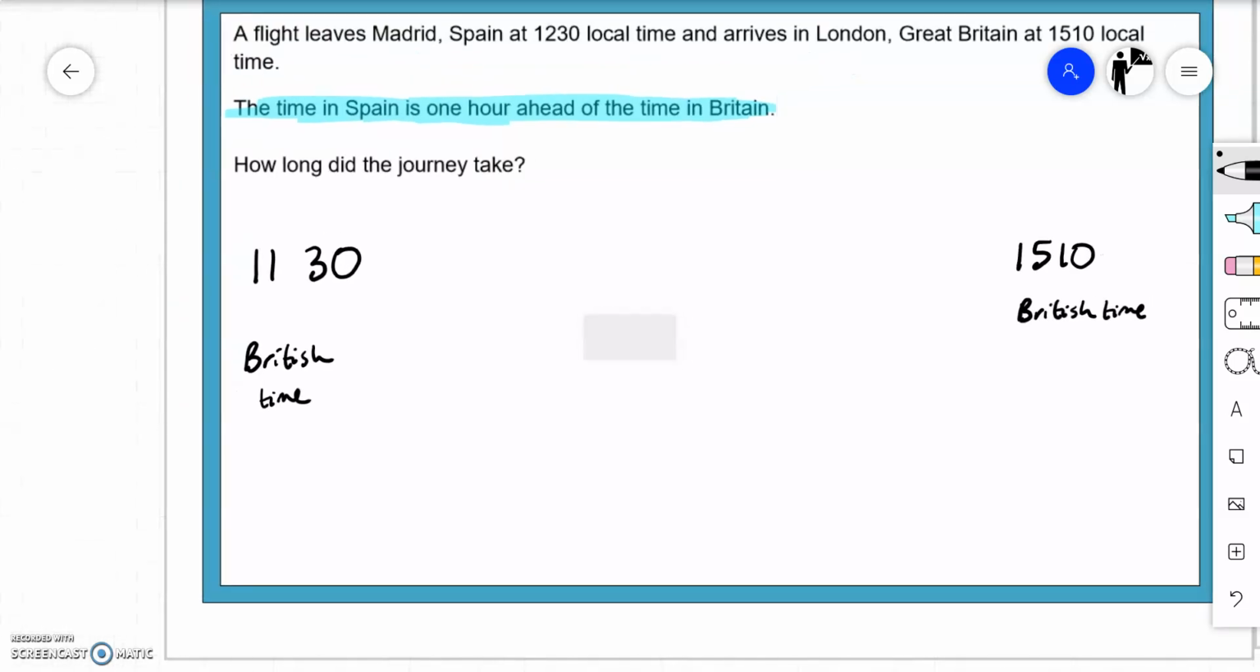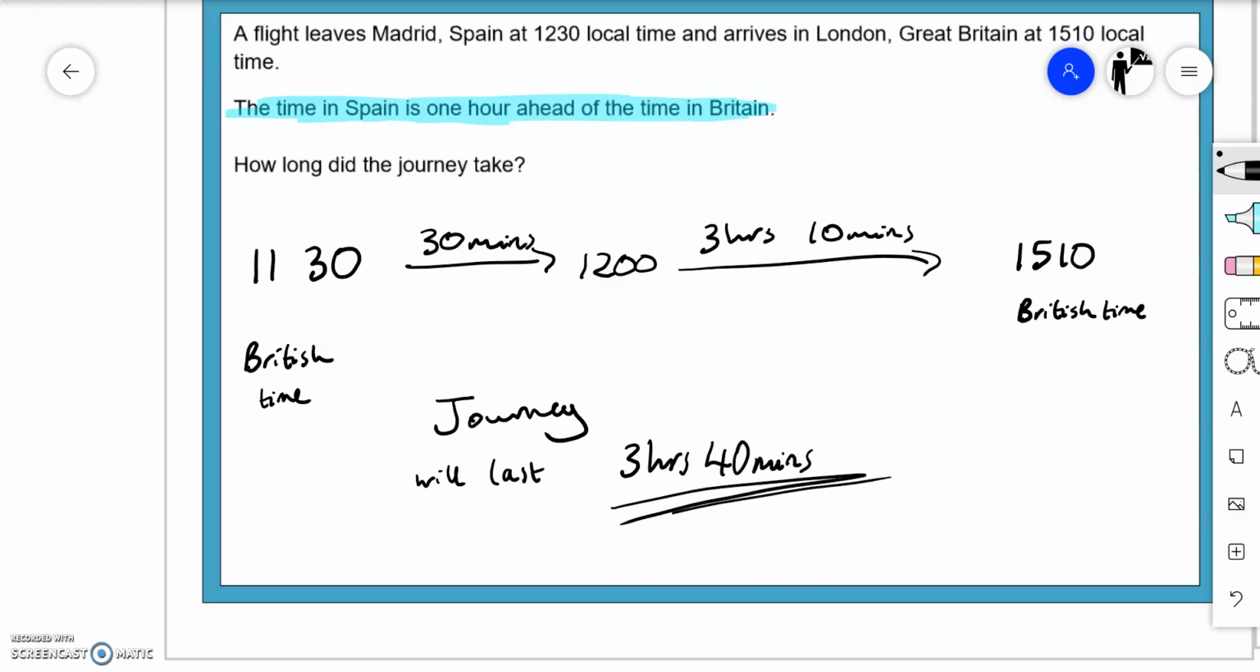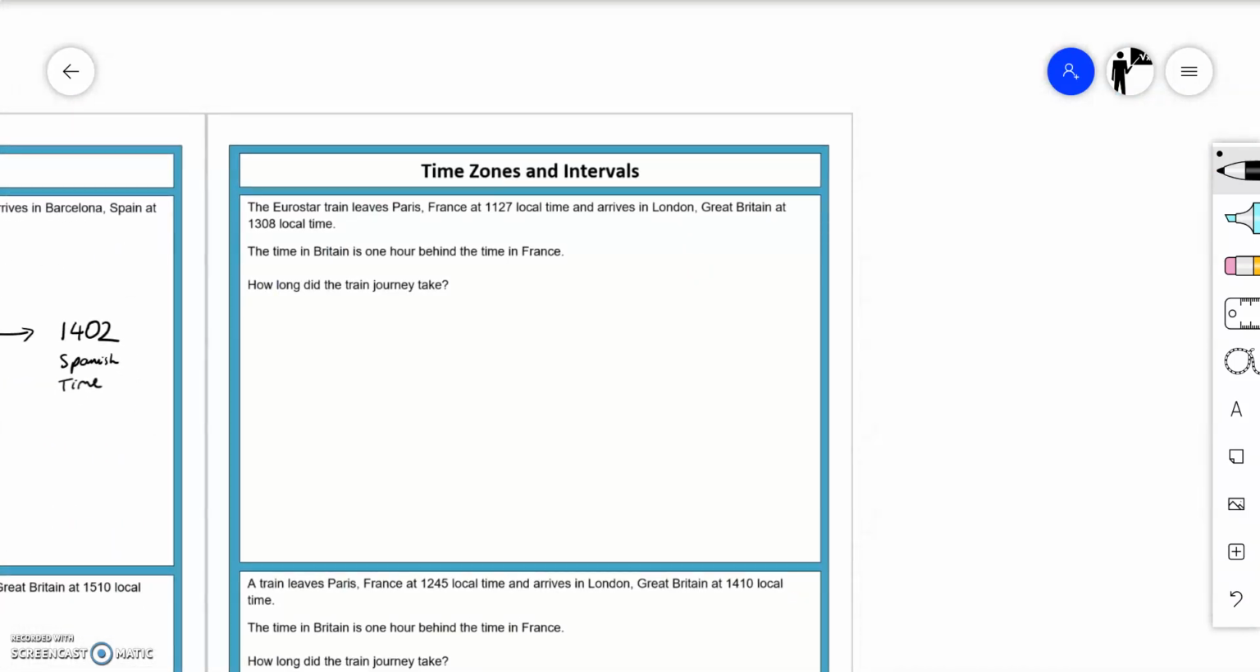So we want to figure out how long this takes. We jump on to the next hour, so that's going to be 30 minutes. And then from here to here, it's going to be 3 hours and 10 minutes. So the journey will last 3 hours and 40 minutes. Once again, you could have converted it the other way, you would still expect the same answer. Okay, 2 to go. We'll do this a wee bit quicker now.